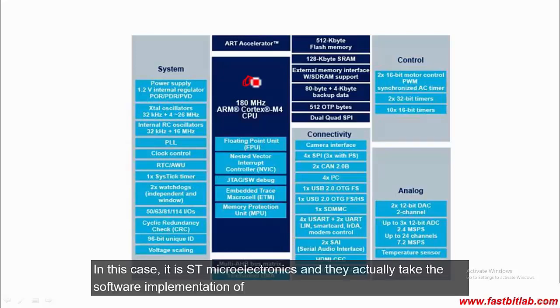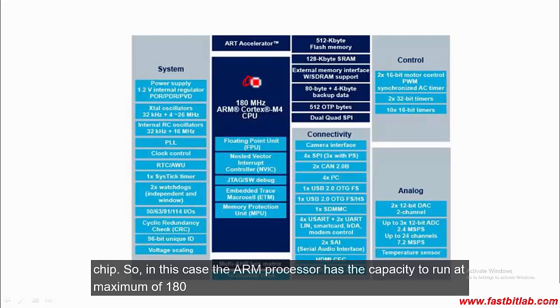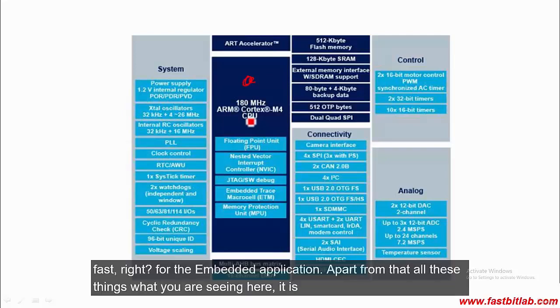In this case, it is ST Microelectronics, and they actually take the software implementation of the processor unit and customize it according to their need. And after that, they implement it on the chip. In this case, the ARM processor has the capacity to run at a maximum of 180 megahertz. So that's pretty fast, right, for an embedded application.